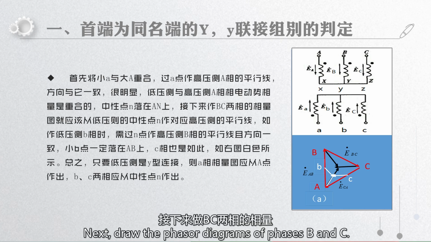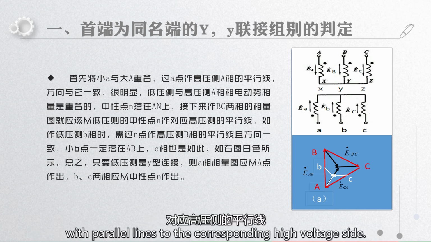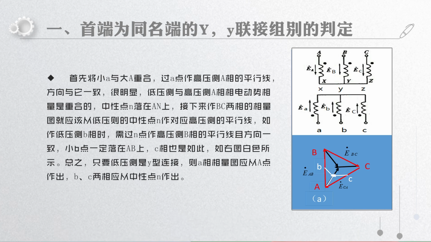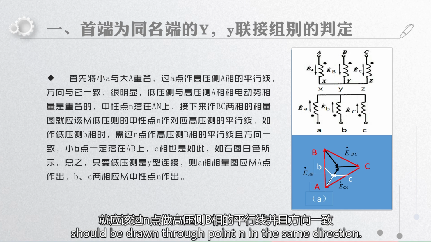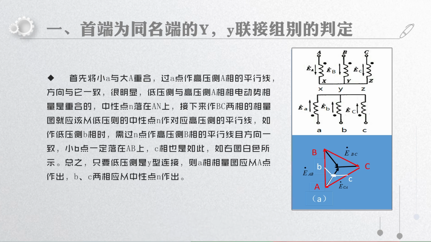Next, draw the phasor diagrams of phases B and C. They should be drawn from the neutral point n on the low voltage side, with parallel lines to the corresponding phases on the high voltage side. When drawing the phasor of phase B on the low voltage side, a parallel line to phase B on the high voltage side should be drawn through point n in the same direction. Point b must be on the line AB. The same applies to phase C.